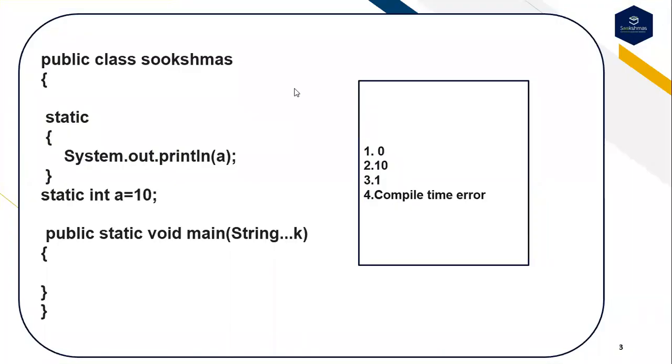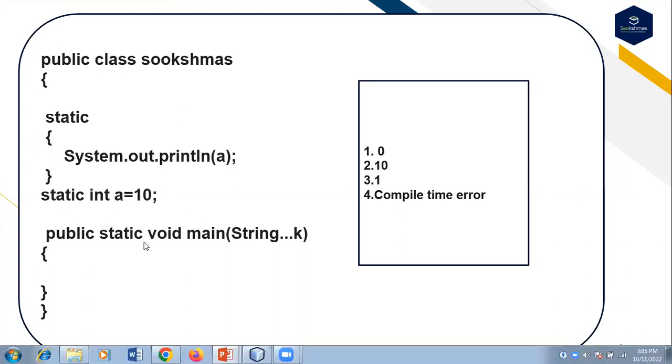This is the second question, public class Sukshma. This is the static block, and here I'm trying to display the static variable value A. And static int A is equal to 10, public static void main. Now predict the output of this code. These are the following options. First one is 0, second one is 10, third one is 1, and fourth one is compile time error. Here the static block is first, then I'm performing the initialization for the static variable next.